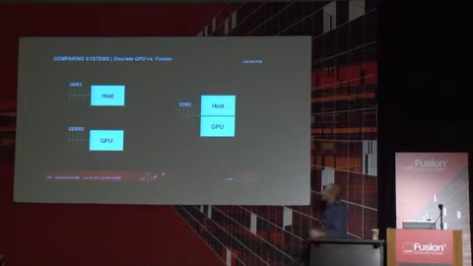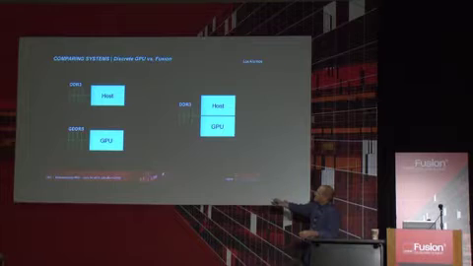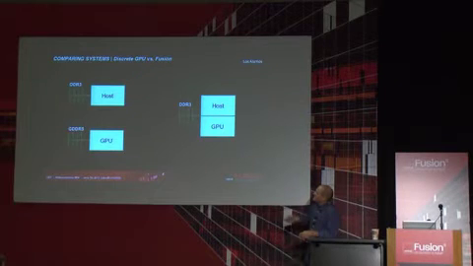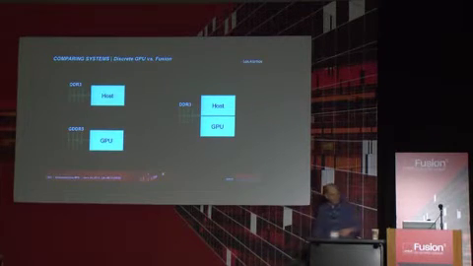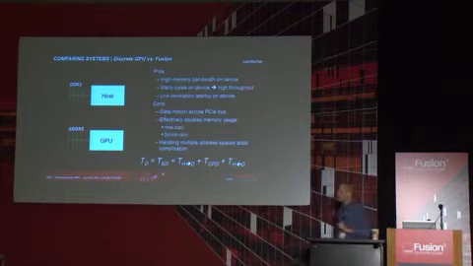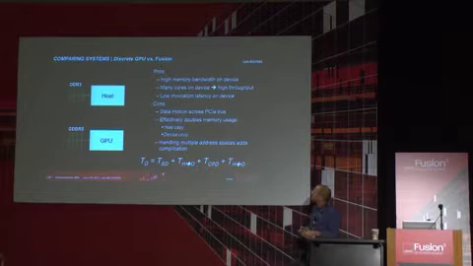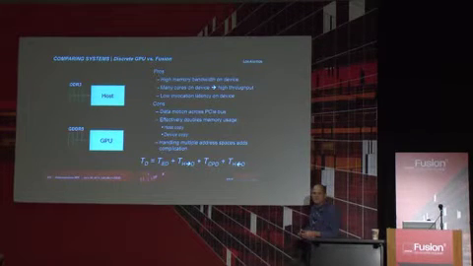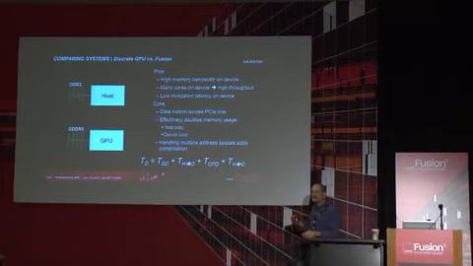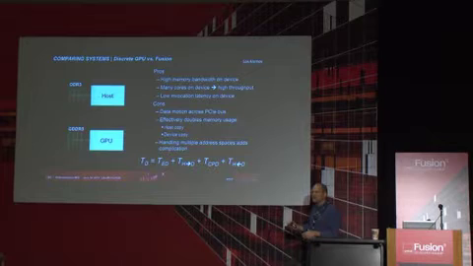This is my mock-up of the differences between the current PCIe attached GPU accelerator and the Fusion device. So, some of the pros and cons for the GPU, and I think I'm stating pretty obvious things here. Right now we have GDDR5 on the GPU, so we have high bandwidth in some sense.